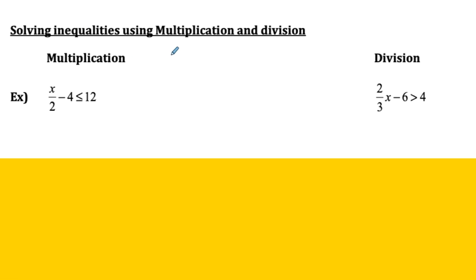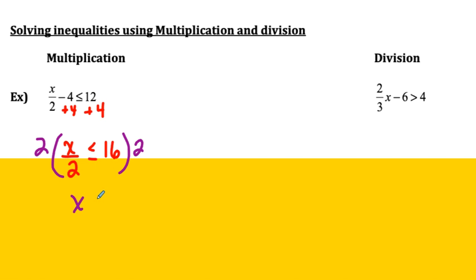We also could do multiplication and division. So you might notice that we have fractions here. And I actually decided, instead of clearing fractions right away, I was going to bring the constant to the other side. So I saw that 4, and I'm going to bring the 4 to the other side. So I get x over 2 is less than or equal to 16. All right, so now I'm going to clear fractions by multiplying both sides by 2. And that gives me x is less than or equal to 32. So every number from 32 down, closed circle, is a solution, making this inequality a true statement.